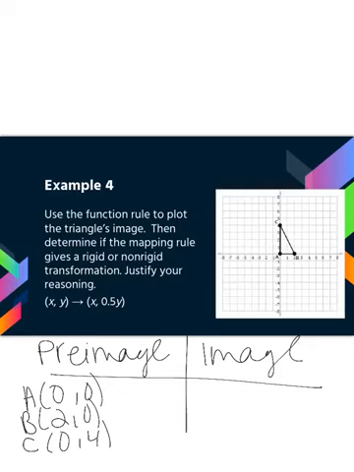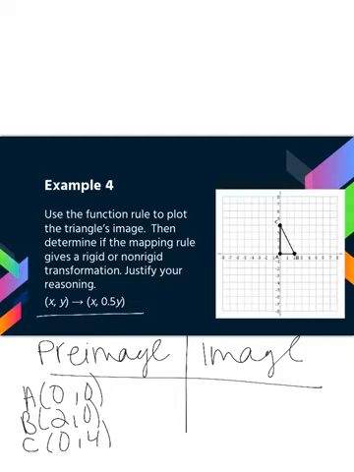Our last example goes back to another mapping rule. We know this is a mapping rule because we have (x, y) goes to (x, 0.5y), right? And we have this little arrow. So this is what a mapping rule looks like. But we treat the function rule and the mapping rule like the same. It just depends on what they look like, right?